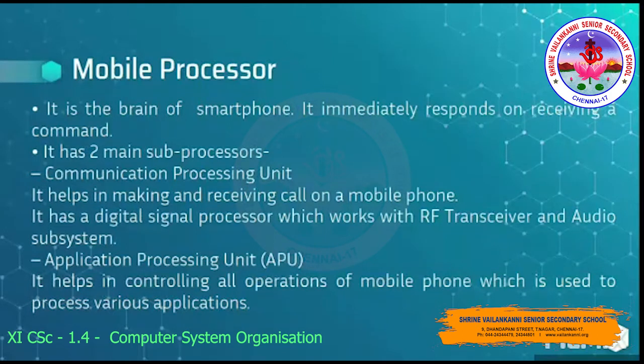Communication processing unit can also be called the mobile system I/O unit. This subsystem is responsible for making and receiving phone calls on a mobile handset. It has a digital signal processor that helps it to work with RF transceiver and the audio subsystem. Radio signal management unit is responsible for connecting the SIM to the base stations through radio signals.